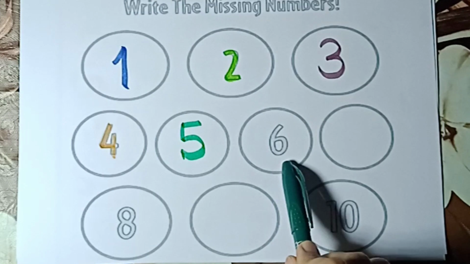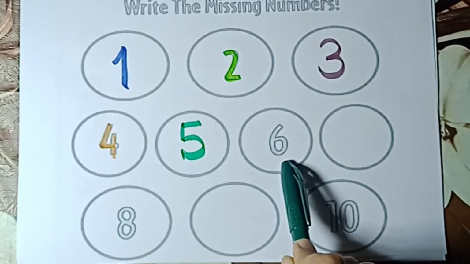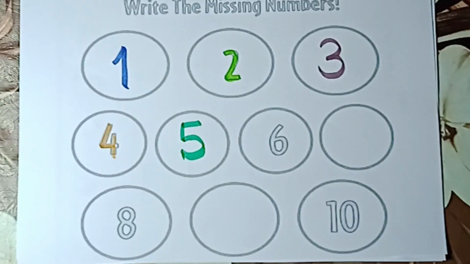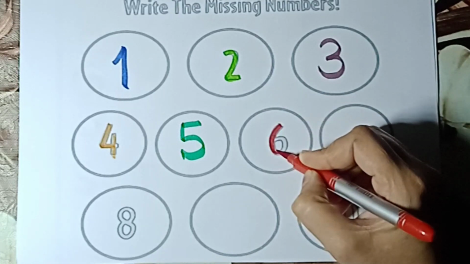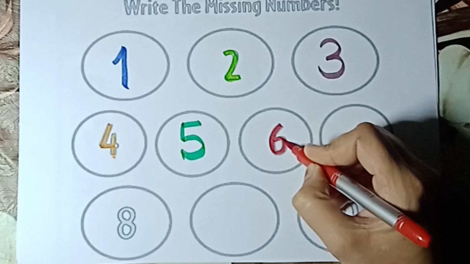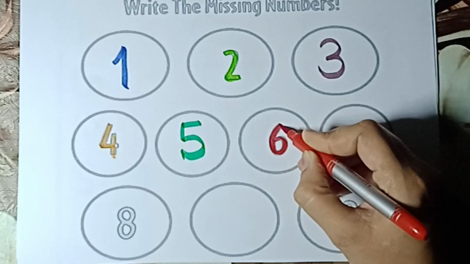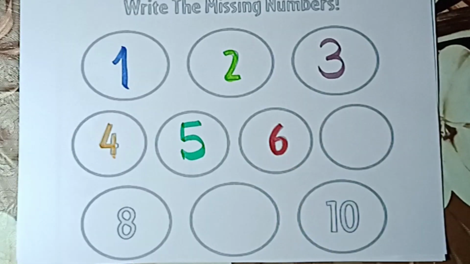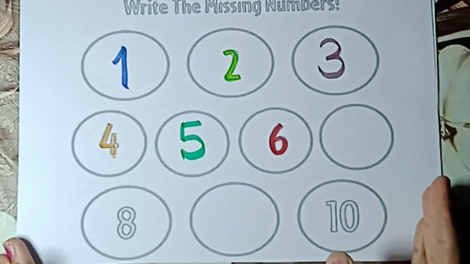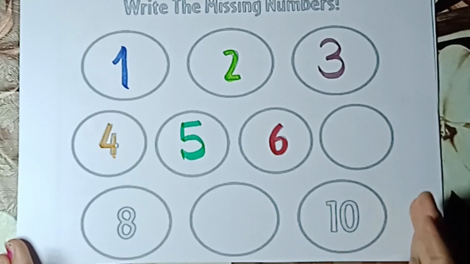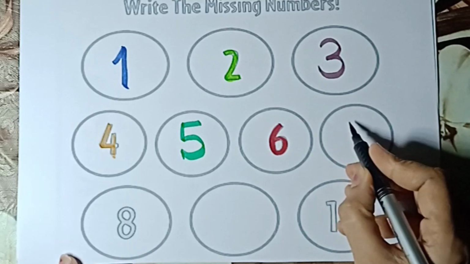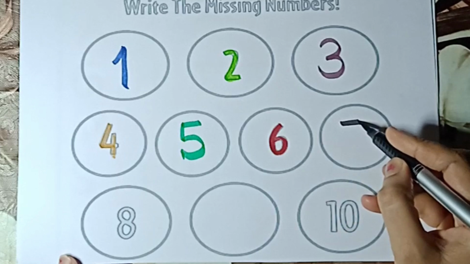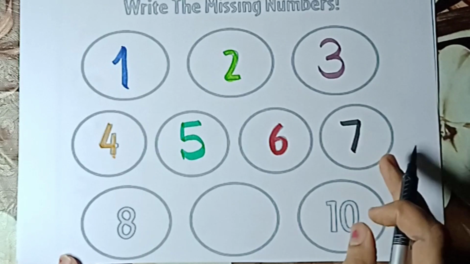Next is 6. Now trace it with the red color. This one is a 6. Say everyone, number 6. What comes after 6? 7. I'm using here black color. Right here 7. It's a 7.